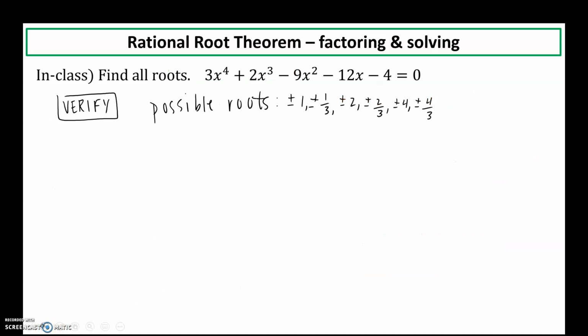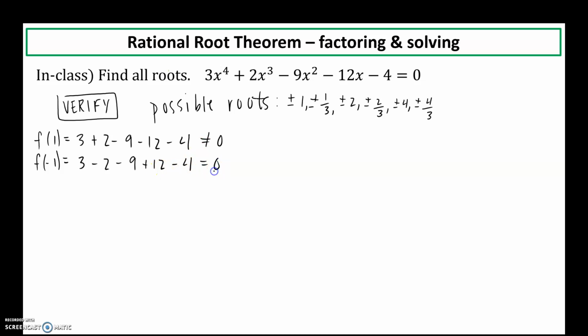Okay, so another example, you verify that these are the possible rational roots for this polynomial. So I'm going to start at 1. So f of 1: 3 plus 2 minus 9 minus 12 minus 4. So 5, if I subtract all these numbers, definitely not going to equal 0. So let me move to negative 1. 3 minus 2 minus 9 plus 12 minus 4. 1 minus 9 is negative 8, plus 12 is 4, minus 4 is 0. Perfect. So I'm going to put negative 1 in synthetic.